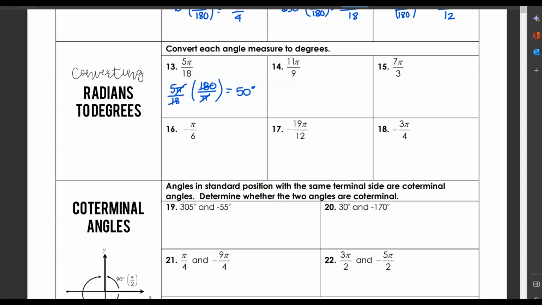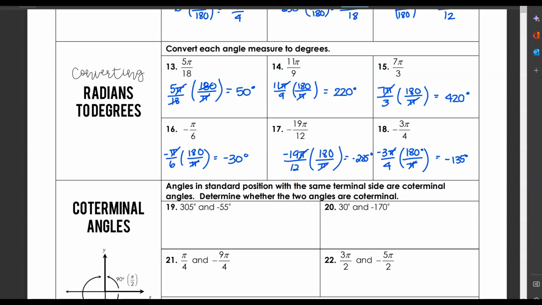Let's try a negative. So let's go ahead and jump to number 18 and try this one. So negative 3 pi over 4. Remember, we're trying to get rid of pi, so we're going to put pi in that denominator. And in that numerator, we're going to have 180 degrees. Again, notice that those pi's cancel out. So then we get 3 times 180 divided by 4. So we end up with negative, because we started with negative, 135 degrees. All right, go ahead and try the rest of these.